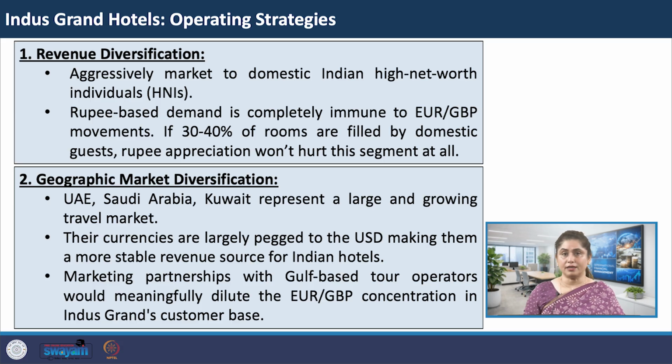Second, geographic market diversification. Now let's talk about the Gulf Cooperation Council countries, which are UAE, Saudi Arabia, Kuwait. They represent a large and growing travel market. These currencies are largely pegged to the USD, making them a more stable revenue source for Indian hotels. Building marketing partnerships with Gulf based tour operators would meaningfully dilute the euro and British pound concentration in Indus Grand's customer base.